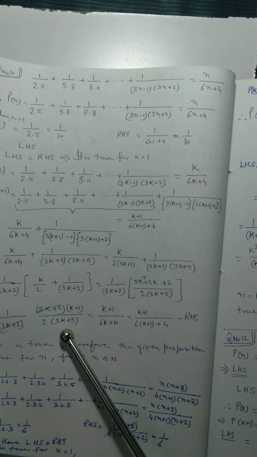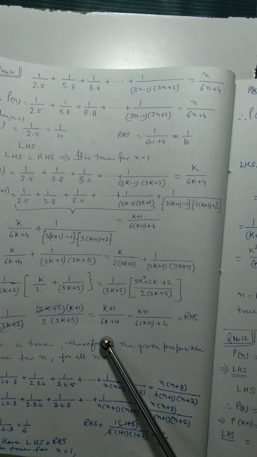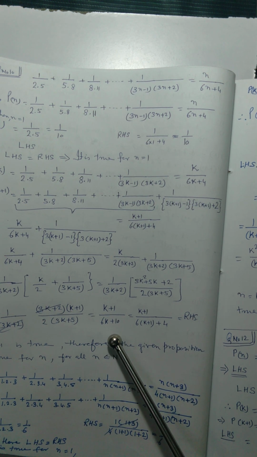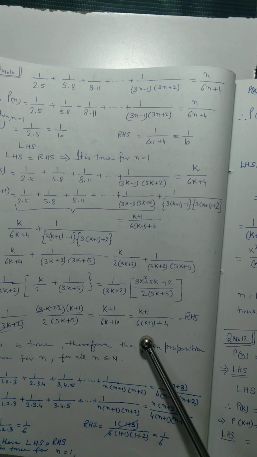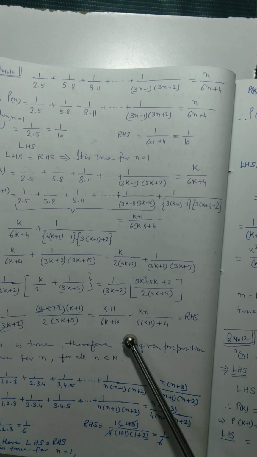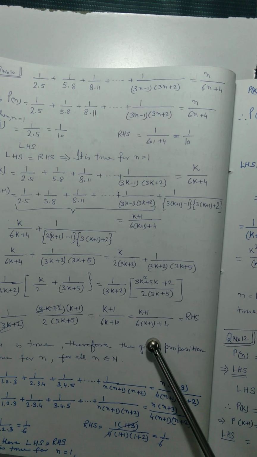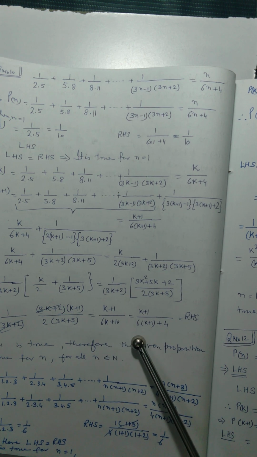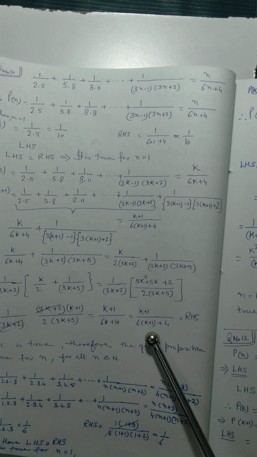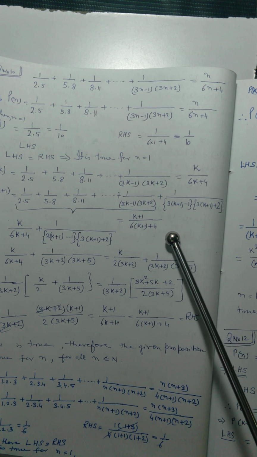into 3k plus 5, and it will be equal to k plus 1 upon 6k plus 5, no sorry, 6k plus 10. And again you see, take 6 common, k plus 1 upon 6k plus 1 plus 4. If you open this bracket, what will you get? 6k plus 6 plus 4. So in place of 6k plus 10 I have written it here in order to take the result as required, which is mentioned in the RHS.